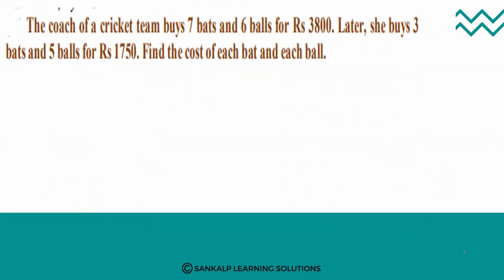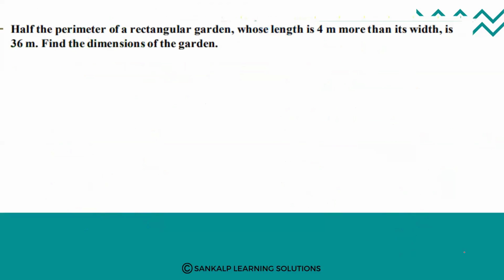Next. Half the perimeter of a rectangular garden whose length is 4 meter more than its width is 36 meter. Find the dimensions of the garden. So garden is in the shape of a rectangle, right? And half the perimeter of the rectangle they have given, that is 36 meter, and length is 4 meter more than its width.